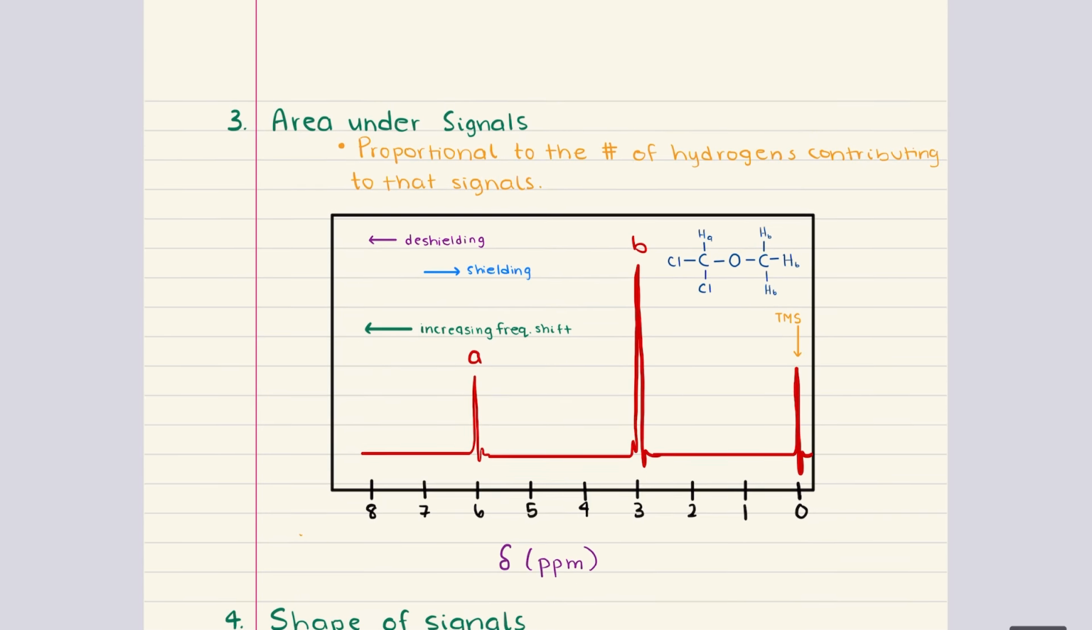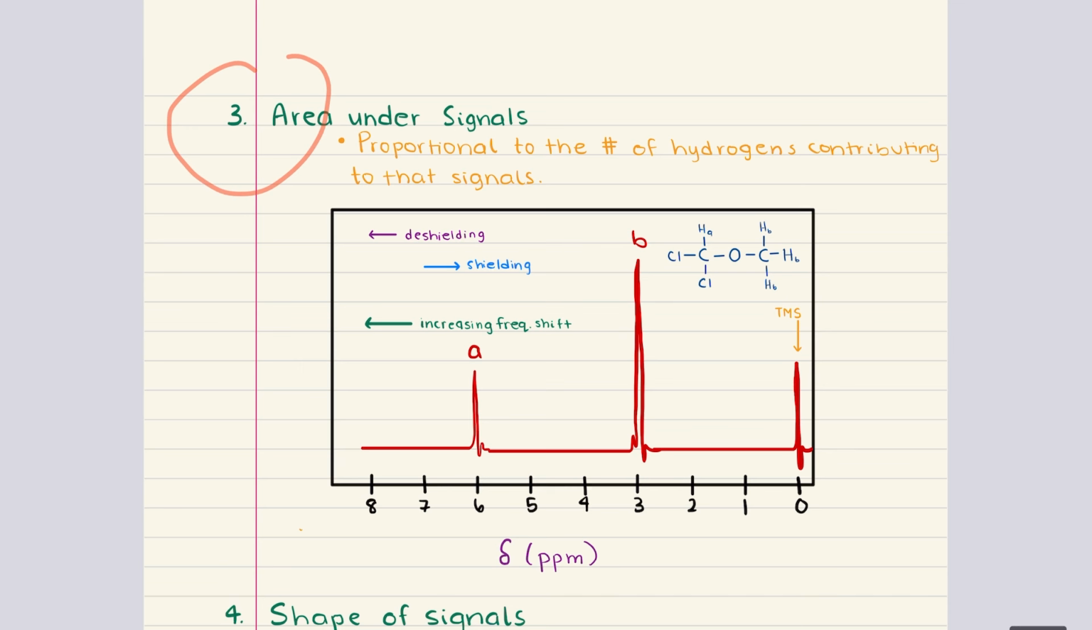The third thing we want to talk about now is the area under the signals, which is proportional to the number of protons. In NMR, the size or area of a peak doesn't directly tell us the absolute number of protons, but it tells us the ratio between different proton groups. For example, if one peak has 3 times the area of another, it likely represents 3 times as many equivalent protons. So in the spectrum that's shown here, signal B is noticeably larger than signal A.